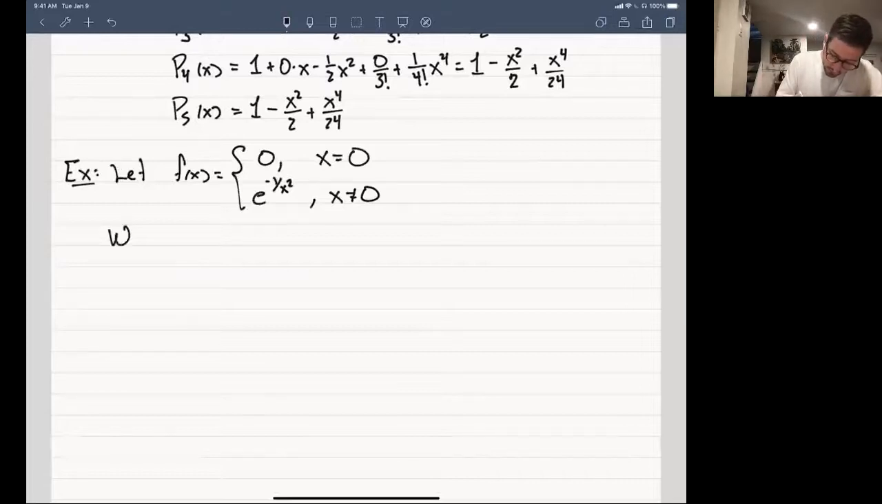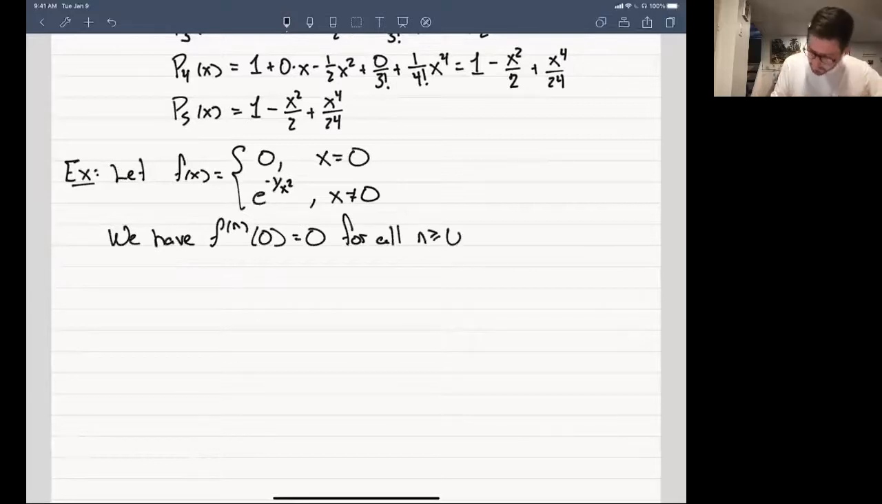We have the nth derivative at 0 is equal to 0 for all n greater than or equal to 0. If you want to try and prove that, it's just L'Hopital's rule. So try it with the first derivative. Try taking the first derivative of the function e to the minus 1 over x squared, and then use L'Hopital's rule to find the limit as x goes to 0.